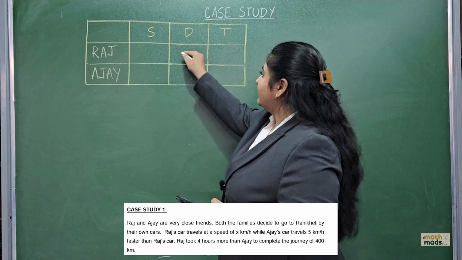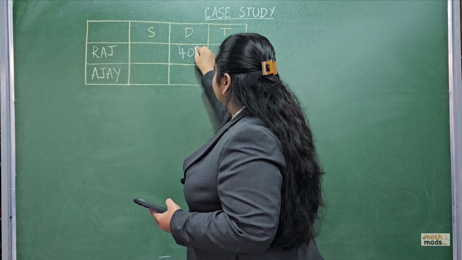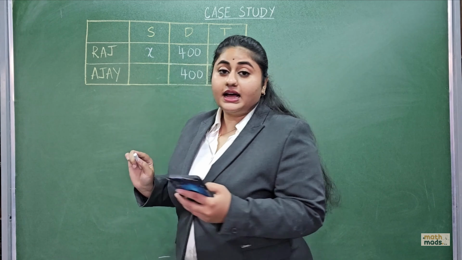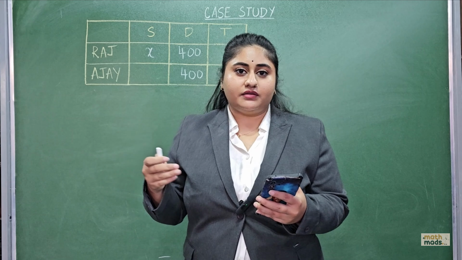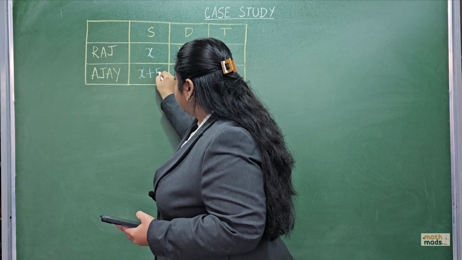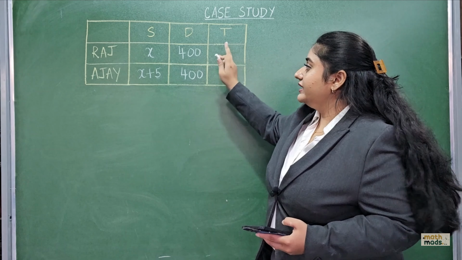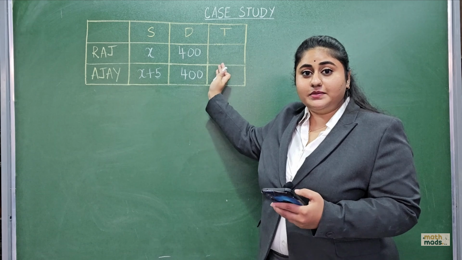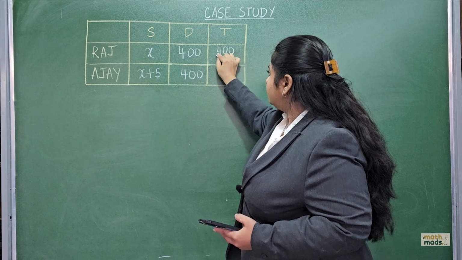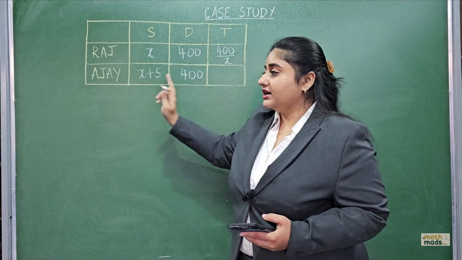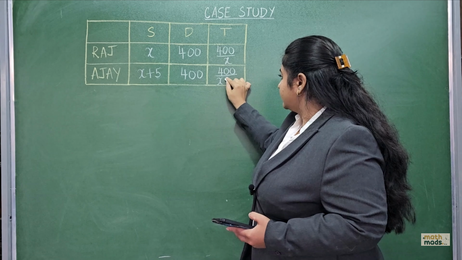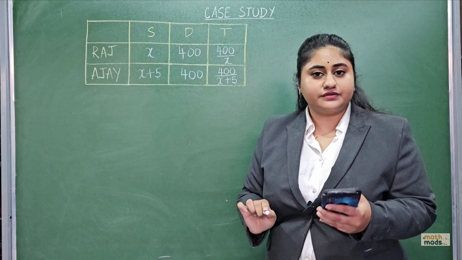So, what is the distance given in both cases? 400 kilometers. And speed of Raj's car is given as X and Ajay's car is 5 km per hour faster than Raj's car. So X plus 5 will be the speed of Ajay's car. Then what will be the time taken by Raj? We know that time is equal to distance by speed. So 400 by X for Raj, and for Ajay it will be 400 by X plus 5. So this is the information from the passage.